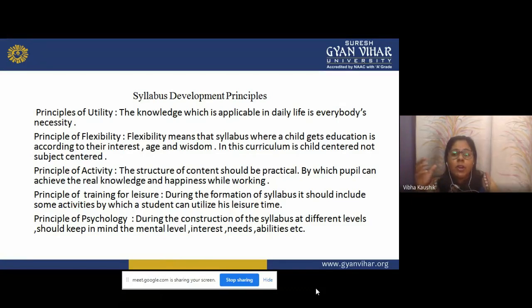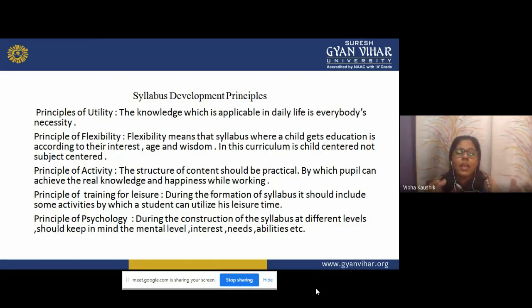When we are not creating a syllabus which is child centered, then what will happen? It will be a rigid syllabus because the teacher will not change his teaching methodologies and teaching techniques according to the interest and needs of the learner. Now, flexibility means a syllabus where a child gets education according to their interest, age, and wisdom.